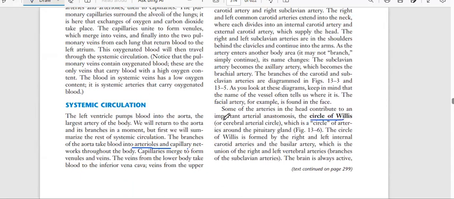The circle of Willis is a circle of arteries around the pituitary gland. It is formed by the right and left internal carotid arteries. So the carotid arteries are going here, right and left of the pituitary gland. Okay, these make one circle formed by the right and left internal carotid arteries and the basilar artery, which is the union of the right and left vertebral arteries. So vertebral arteries are coming, carotid arteries are going, basilar artery also coming.